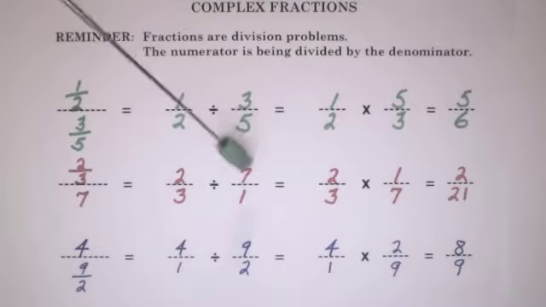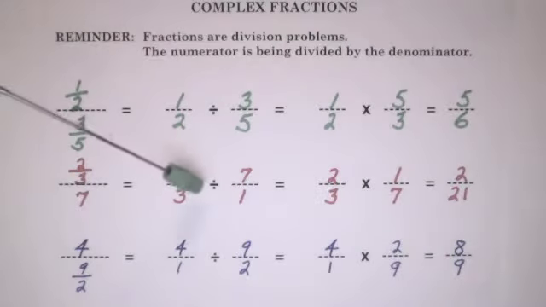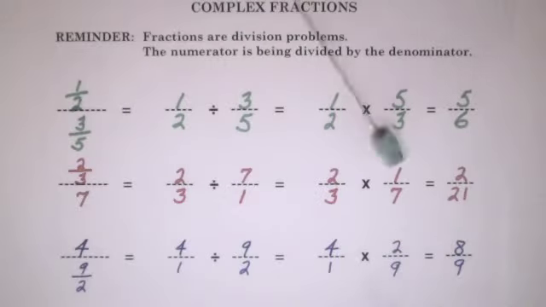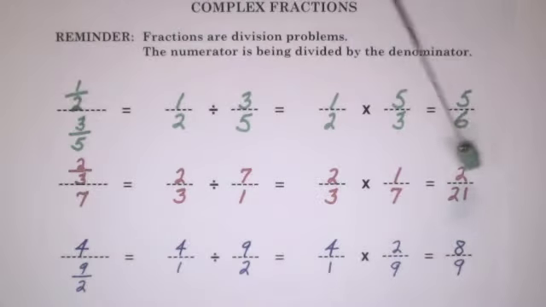So I've written 7/1. Now I must rewrite this equation as a multiplication equation, and I do that by changing this operation from division to multiplication, and I flip the second fraction. I write the reciprocal of the second fraction, which is 1/7. 2 times 1 is 2. 3 times 7 is 21.